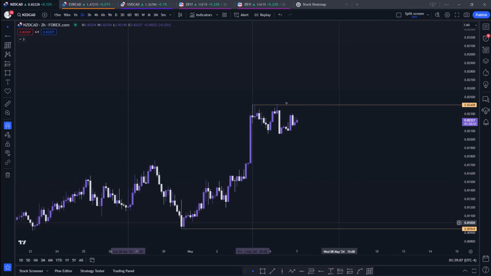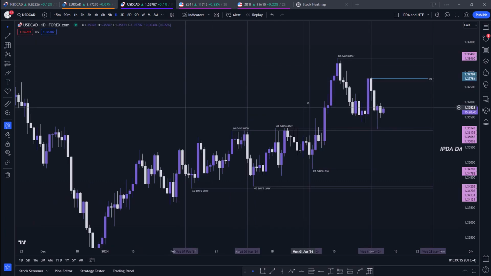Liquidity to liquidity. We sweep the highs, we expect to go to the lows. Within a session, we sweep the highs, we expect to go to the lows. Within the IPDA data range, we sweep the highs and expect to go to the lows. So in this case, we've swept the lows, not the low of the 20 days low. Obviously, the likelihood of that happening is high. We could possibly just see a sweep of these highs, which we did here, and now we could possibly be coming down for this 60 days and 40 days low.